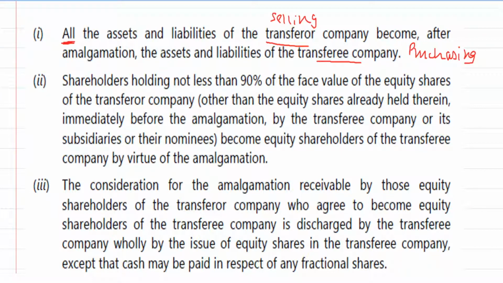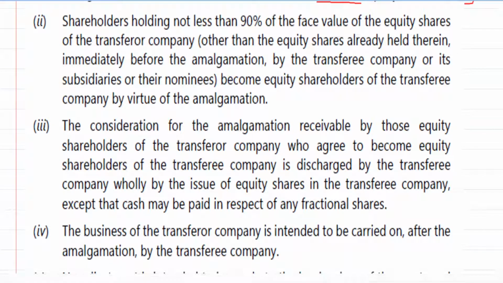Why? Any one condition is not satisfied. It is amalgamation in the nature of purchase. Every asset has to be taken over. So if you are taking over assets on a selective basis, if you are taking over liabilities on a selective basis, then it will not become amalgamation in the nature of merger. Okay, let's see the second condition.